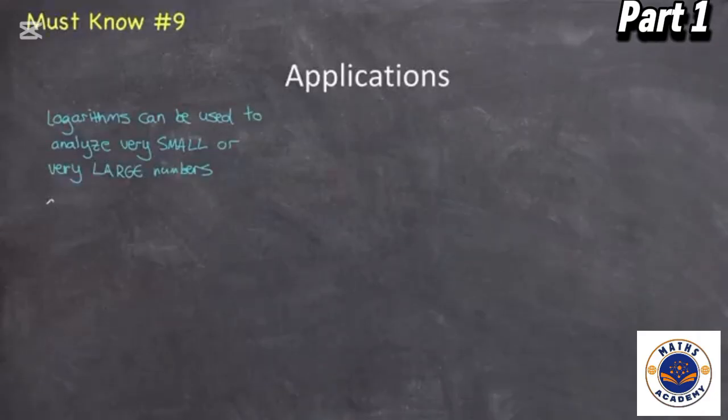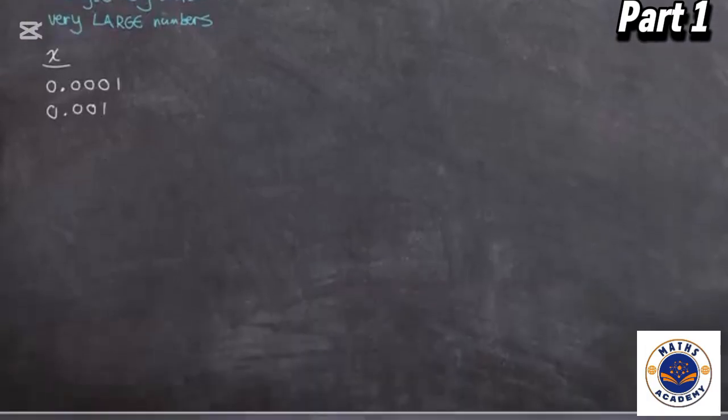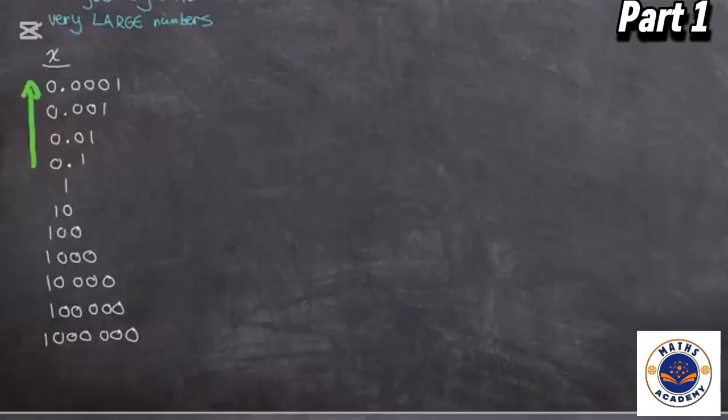For example, let me give you a set of values. I'll start with very small numbers like 0.0001, and then I'll increase by factors of 10 until I get up to some very large numbers. So let me just continue this table. So you can see at the extremes of this table, I've got some really small numbers at that end and some really big numbers at this end.